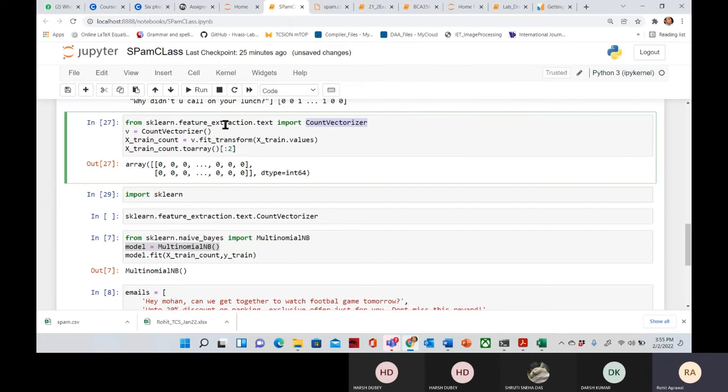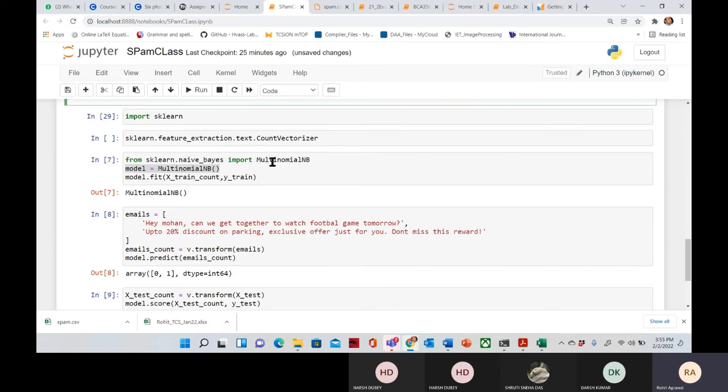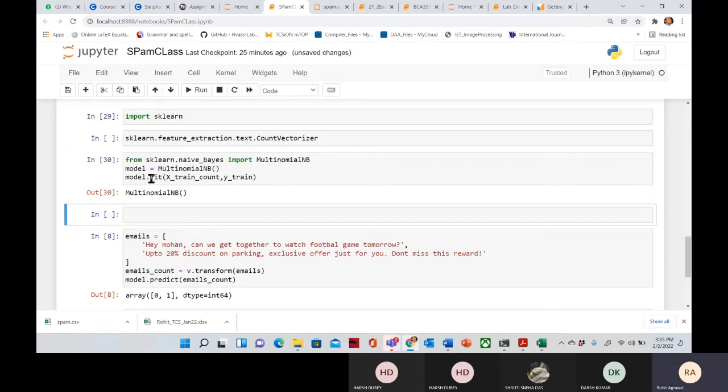So this one is clear. We transform our data into the matrix of token counts. First is the data transformation, or you can say the pre-processing. After that, we have imported the multinomial naive Bayes classifier, and we will fit our data with the fit function. So I will show you here, model dot fit.